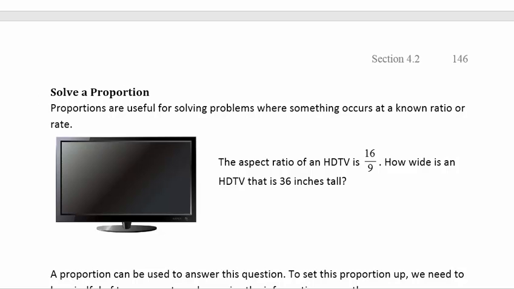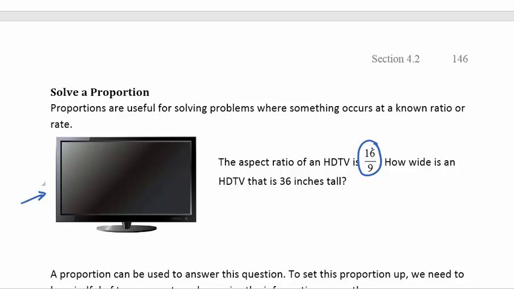Solve a proportion. Proportions are useful for solving problems where something occurs at a known ratio or rate. For example, all of our screens now, or almost all of our screens, television screens and smartphone screens and tablets, they all have this aspect ratio of 16 by 9.